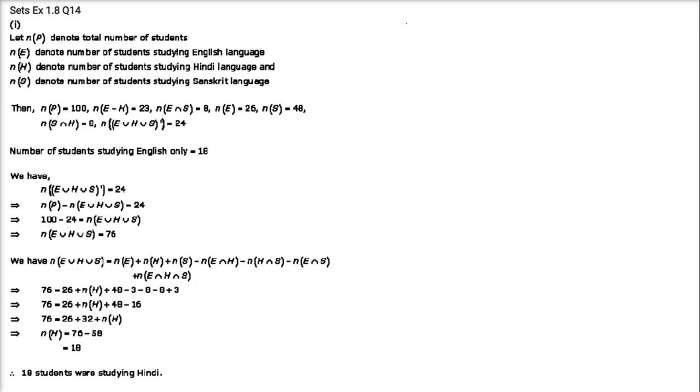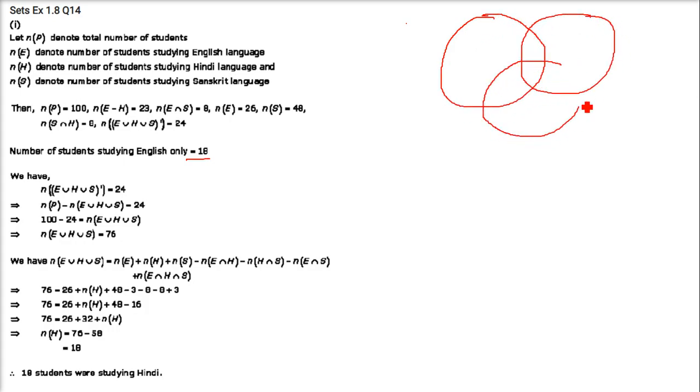Next question is, in a survey of 100 students, the number of students studying the various languages were found to be this. English only is 18. Let me make a Venn diagram also, so that we do it by two methods. Let this be A, B, C, and this is D, E, F, and this is G. This is for English, this is for Hindi, and this is for Sanskrit.